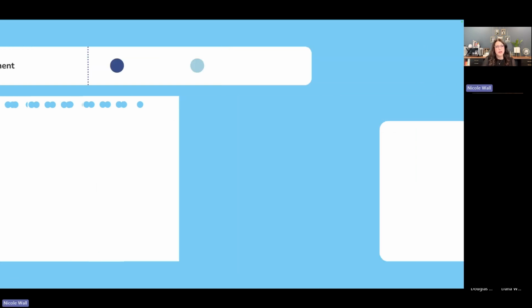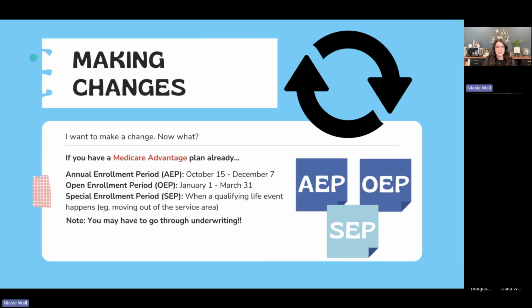Now, what if you want to make a change? If you have a Medicare Advantage plan already, the time to do so would be during the annual enrollment period, which is coming up right around the corner. I cannot believe it. October 15th through December 7th. This is where you can change either a Medicare Advantage plan or a prescription drug plan.